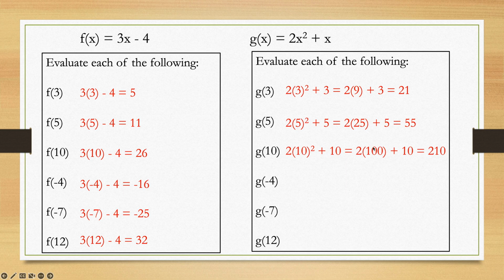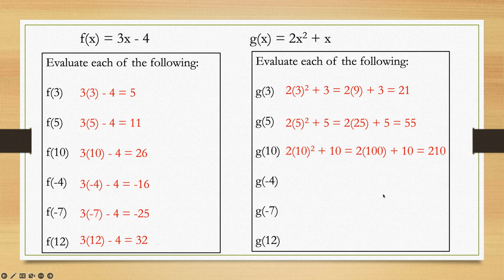Now you can literally just type this on your calculator, every place that you see an x. In fact, you can do it even easier than that. You can go into your table function under y1, type in 2x squared plus x, hit table, and then go to where the input is 10.